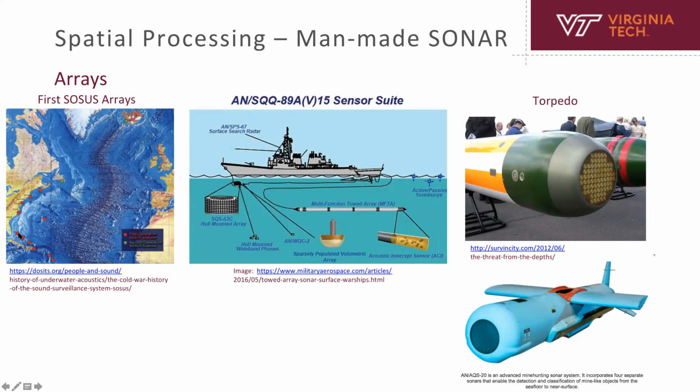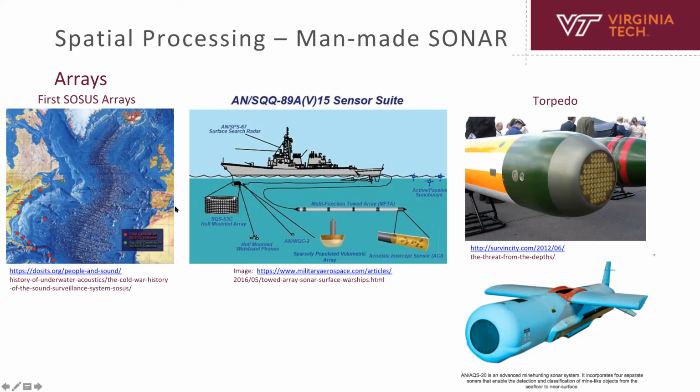On the really low frequency end, over here on the left, you would have SOSUS from the 70s, these first arrays, to try to detect submarines creeping across from the Soviet Union. Another suite of sensors that I worked on on these destroyers is the 53C sonar, that's this active cylindrical guy up in the front there, and towed arrays, but they're on submarines and towed behind ships and everything. And then torpedo arrays over here and mine hunters down here.